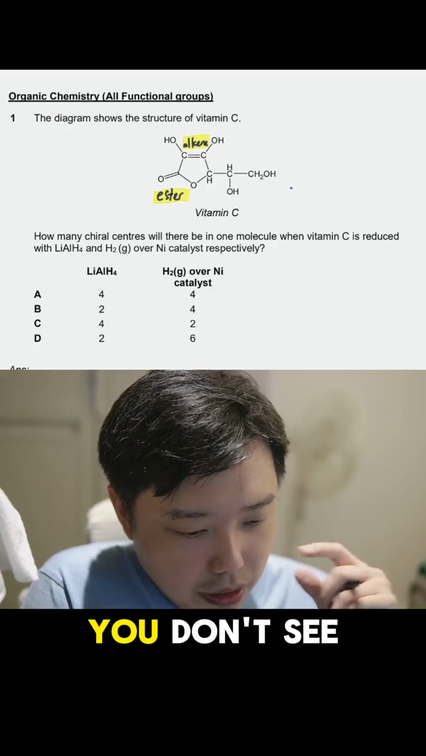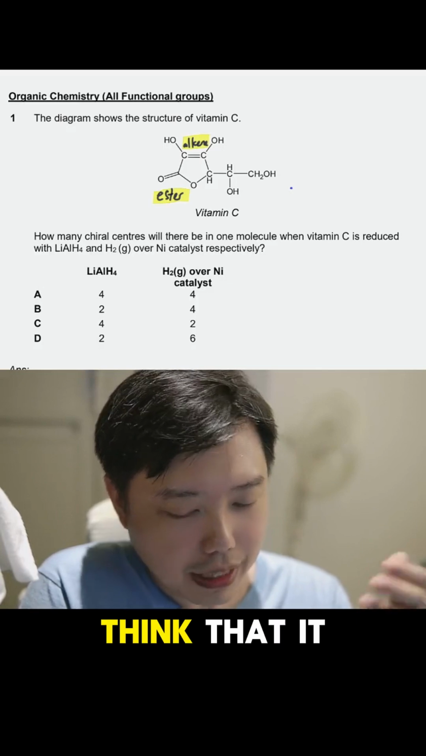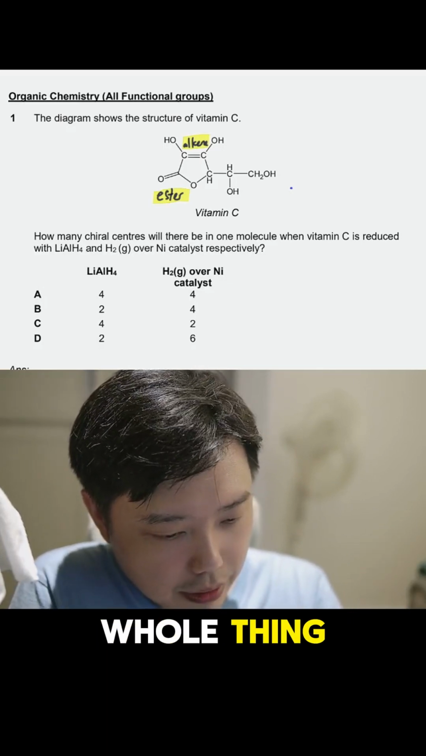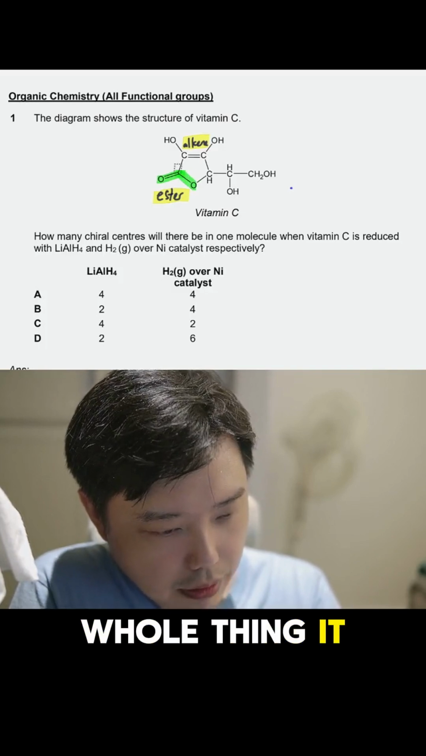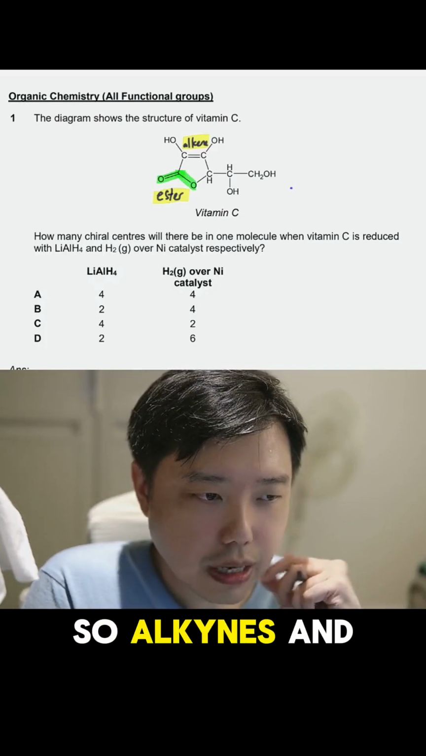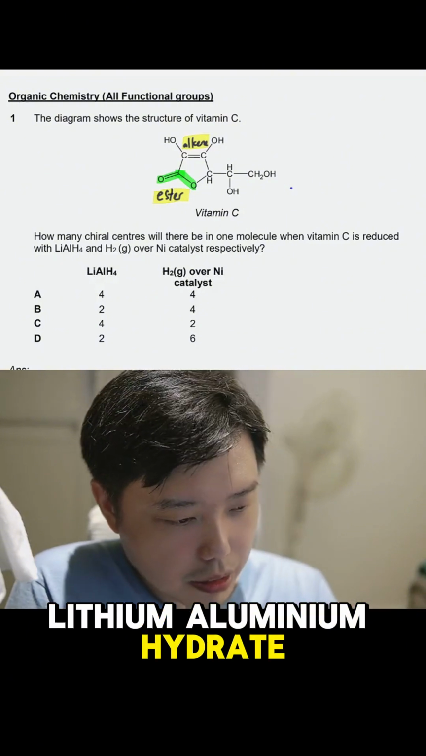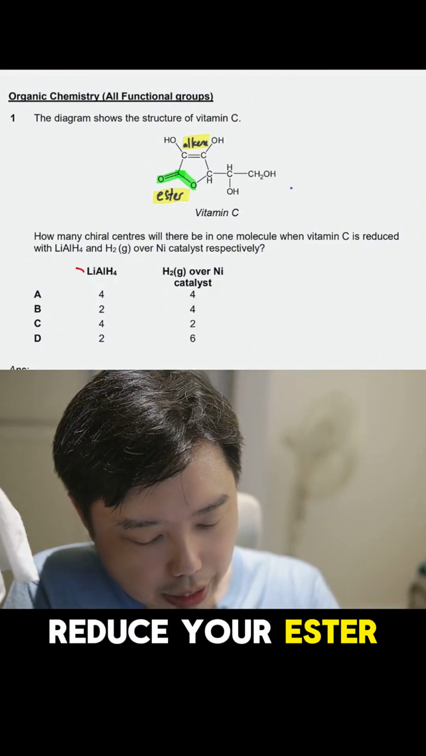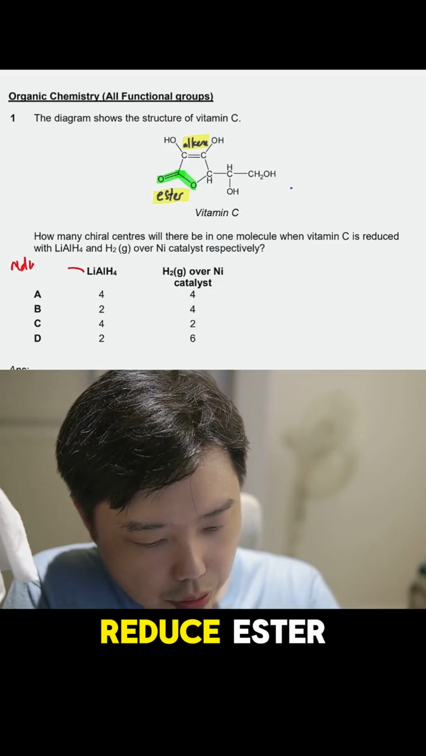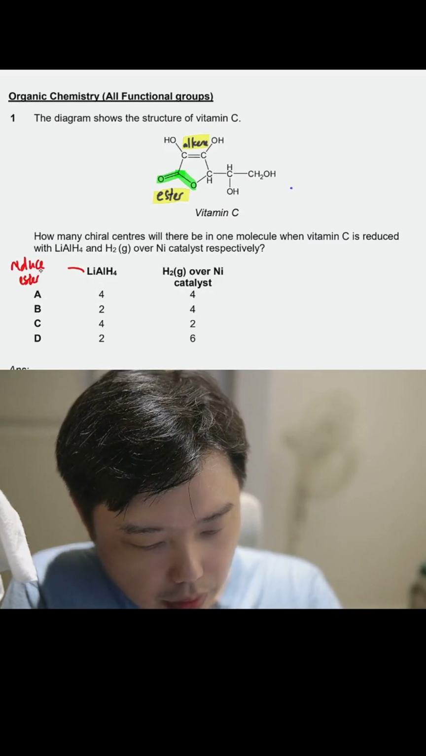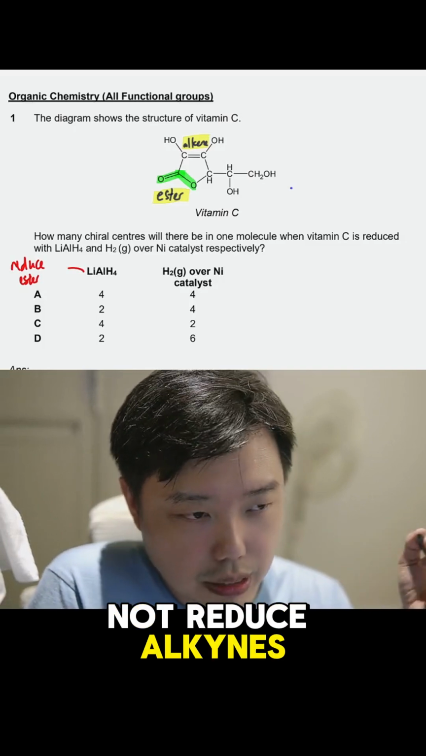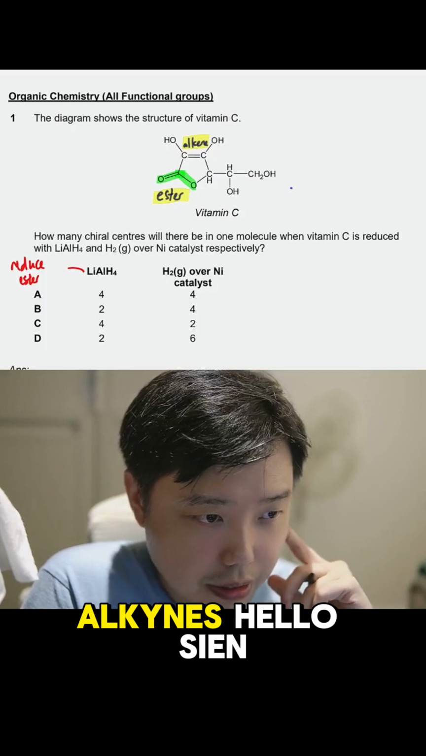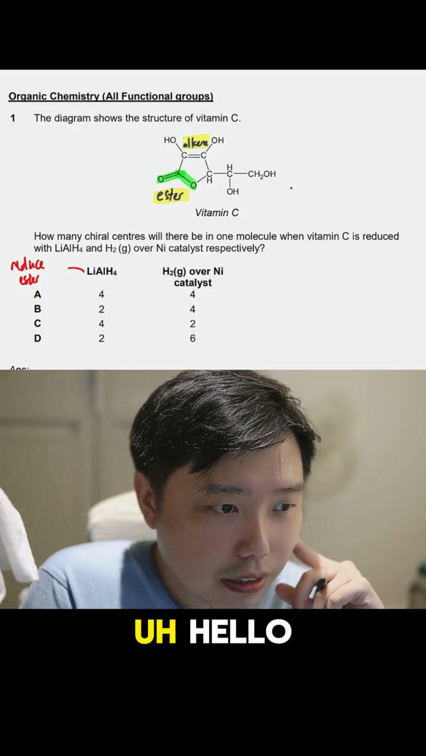So hopefully you don't see the C double bond O and think that is carbonyl. It is actually an ester. So look at the whole thing. Look at the whole thing. It is actually an ester. Okay, so alkene and ester: lithium aluminium hydride will actually just reduce your ester. It will reduce ester, but it will not reduce alkene. All right, so you got to know this. It cannot reduce alkenes.